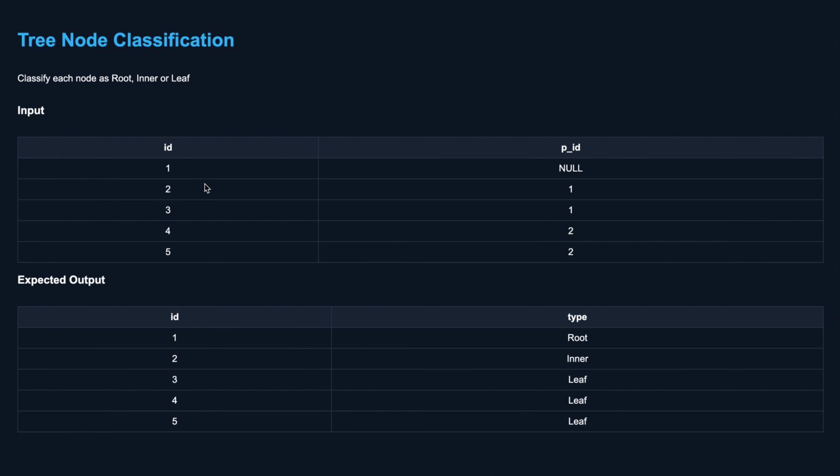Now let's look at the expected output. We classify node 1 as the root and node 2 as inner because it has both a parent and children, and nodes 3, 4 and 5 as leaf because they do not have any children. So the main challenge here is how to identify whether a node has children or not. Once we solve that, the classification becomes really straightforward. So let's build the solution step by step.